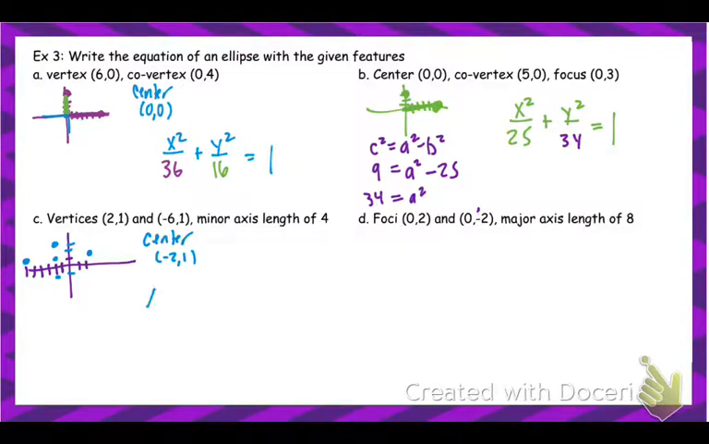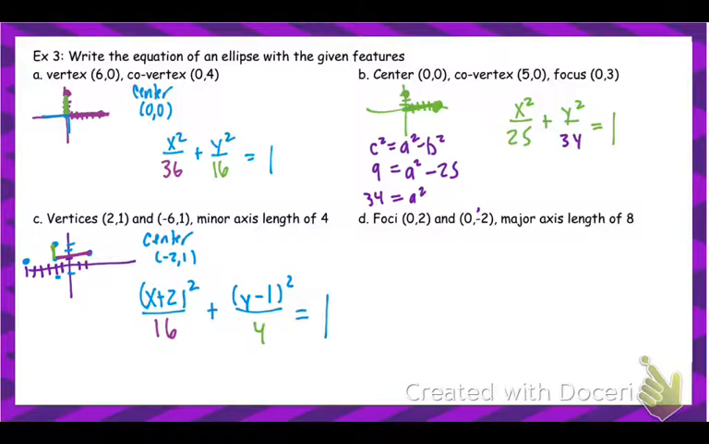So my equation then would be x plus 2 squared, y minus 1 squared, it's going to equal 1. Horizontally, the distance that I'm moving to get to that endpoint, I moved a distance of 4, so 4 squared is 16. Vertically, I moved a distance of 2, and 2 squared is 4.